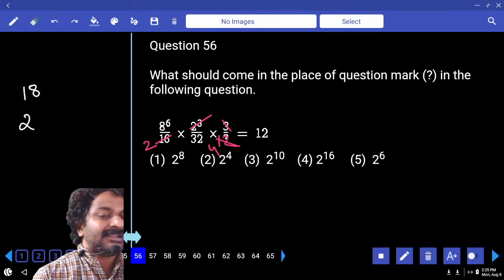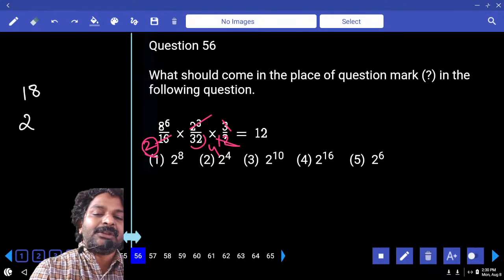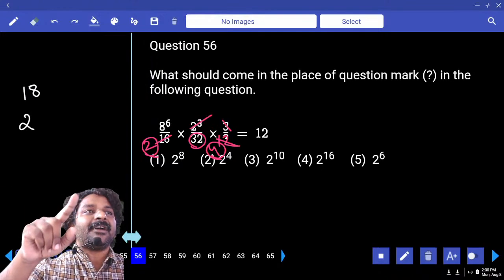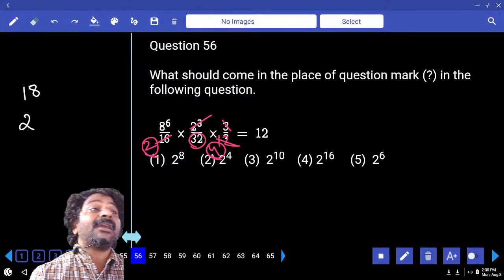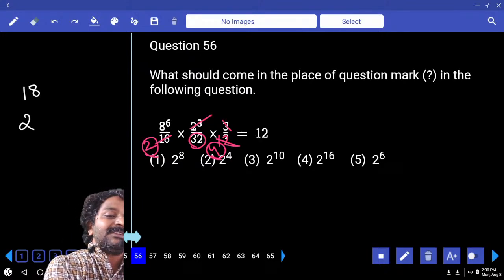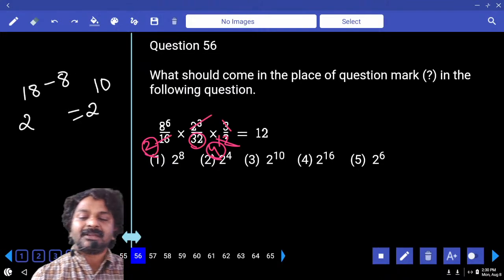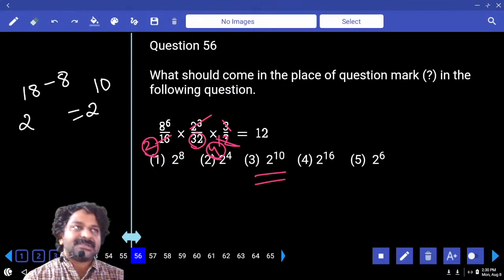6 threes. Right. In the denominator, 32 can be written as 2 power 5. 4 can be written as 2 square. 2 into 2 power 5 is 2 power 6, into 2 square, 2 power 8. So if you divide this number with 2 power 8, in the exponent we have to subtract 8 only, which is equal to 2 power 10. Answer 1024. Third option, 2 power 10, the direct number is there.